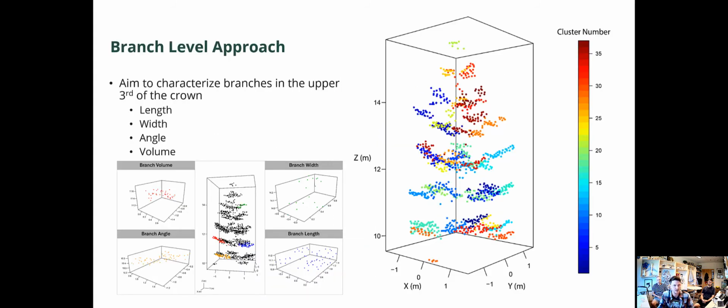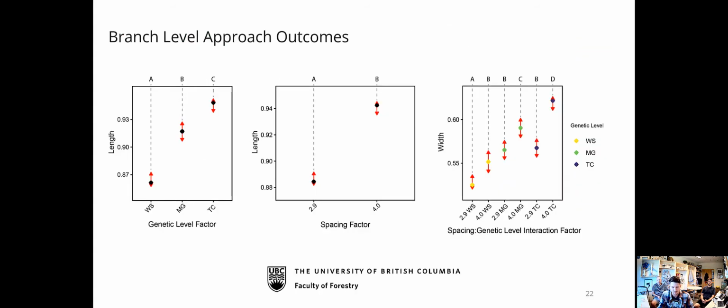The next approach that we can look at for the individual trees is to go down to the branch level. This is when we only characterize the upper third of the crown, and we use a clustering approach to build our branches and then do a PCA to look at things like length, width, branch angle, and volume. We found that for these metrics, the top cross trees at the 4-meter spacings were all consistently significantly different whenever genetic level or the interaction effect was significant.